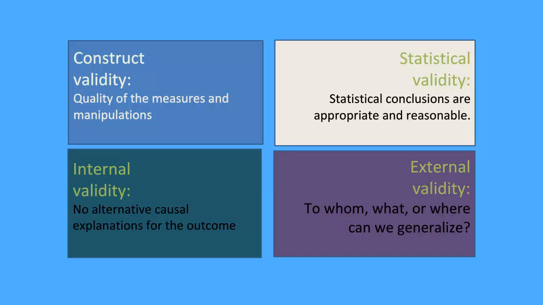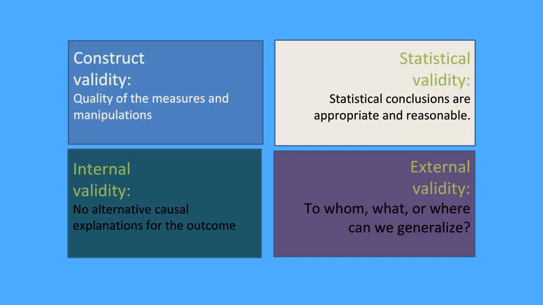So here we have a nice figure with all of the validities here and just kind of the really basic main point of each. So again, we have construct validity, quality of the measures and manipulations. How were they measured? Were they measured well? Statistical validity. Are the statistical conclusions appropriate? Are they reasonable?